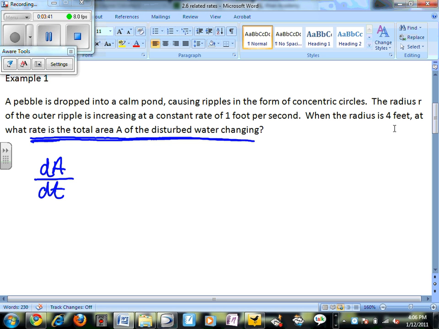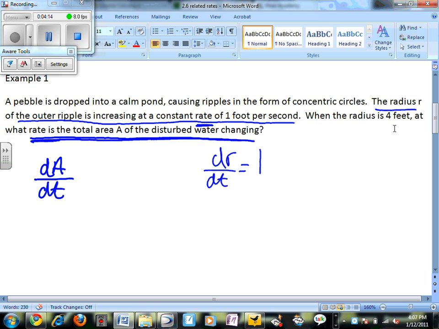What else do they give us? Then they tell us the radius r of the outer ripple is increasing at a constant rate of 1 foot per second. There's that rate word again. When they say rate, we're talking about a derivative. So we're talking of d something with respect to t. Well, what are they talking about? They're talking about the radius. They're talking about how the radius is changing. So I'm going to use r for radius, dr dt, and that equals 1 foot per second. Okay, good so far, hopefully.